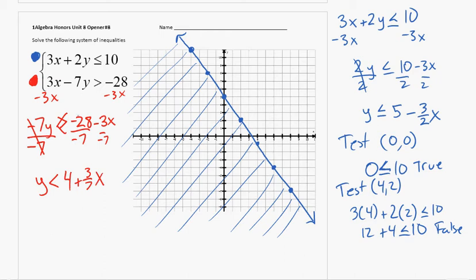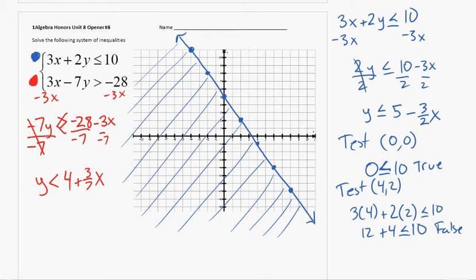I'm sure if you look at the solving section, you'll be able to get more information on why we had to flip that inequality sign around. But anytime you're dividing or multiplying both sides of an inequality by a negative, you have to switch the inequality.